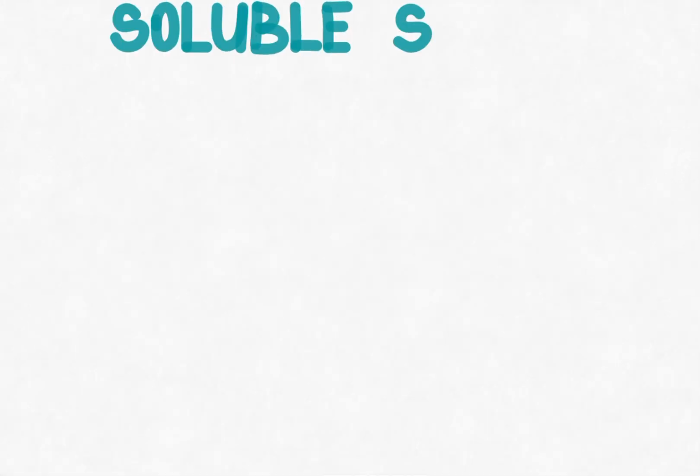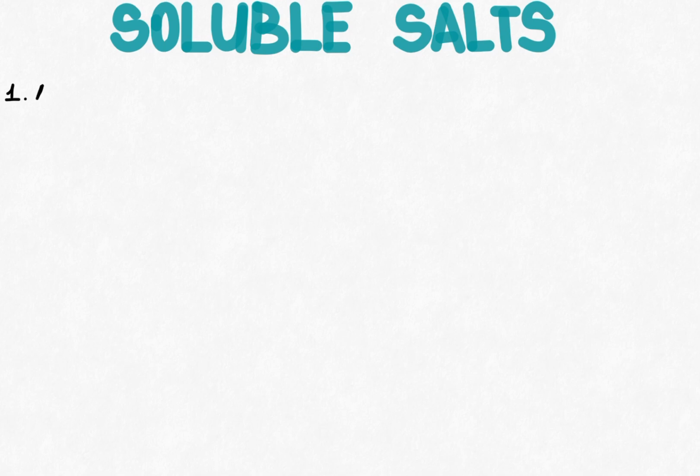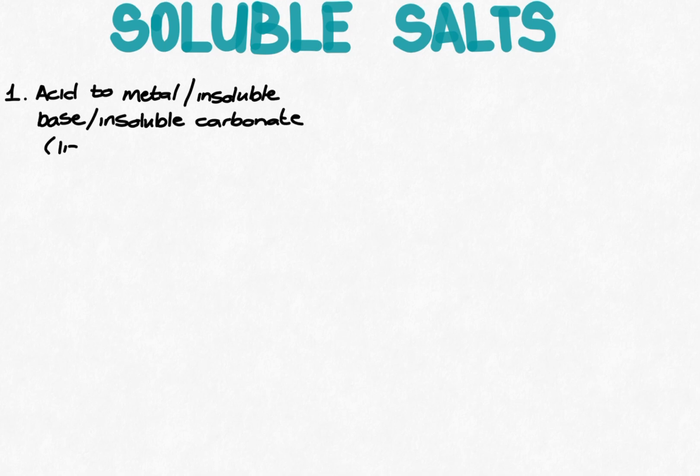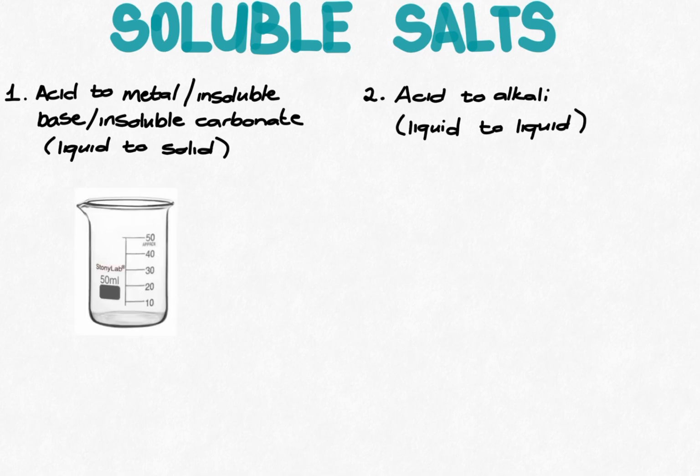So because this is an example of a soluble salt, we will go through the different types of methods to form soluble salt. So the first method is by mixing an acid to a metal, an insoluble base, or an insoluble carbonate, meaning that we'll add a liquid to a solid. The second method is to add an acid to an alkali, meaning that we'll be adding a liquid to a liquid. Let's go through the first method first.